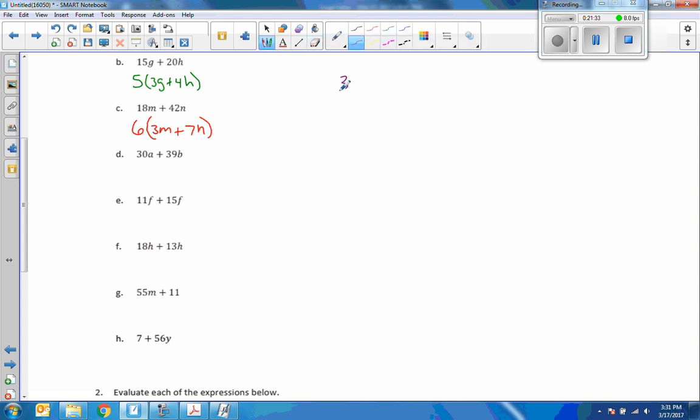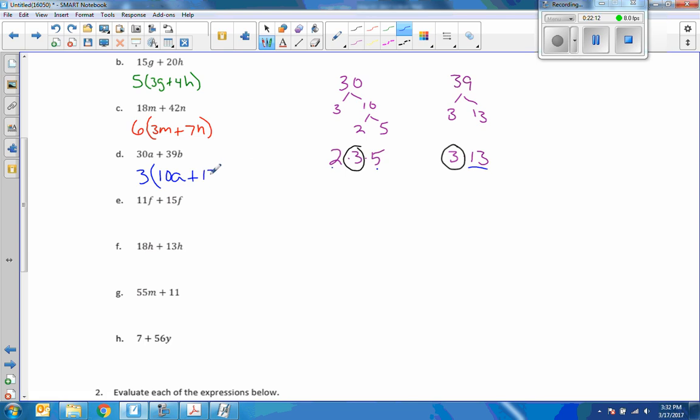Next one. 30, 39. 30 is 3 times 10, 2 times 5. So it's 2 times 3 times 5. 39 is 3 times 13. So that's just 3 times 13. Common, 3. 3, parentheses, leftover, 2 times 5, 10. 3 times 10 is 30. Don't forget your a. Plus 13 is my leftover. Don't forget your b. There's the factor.